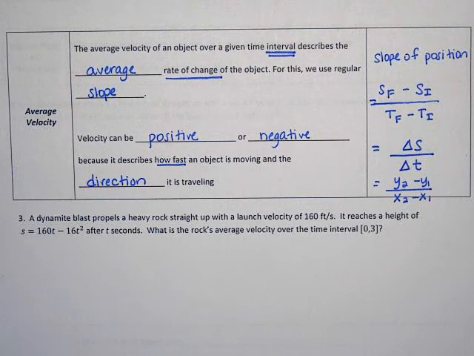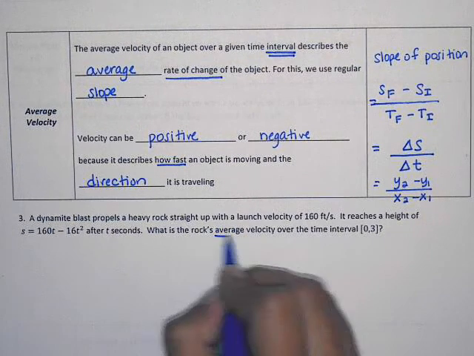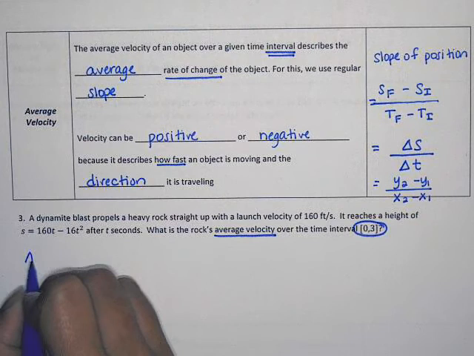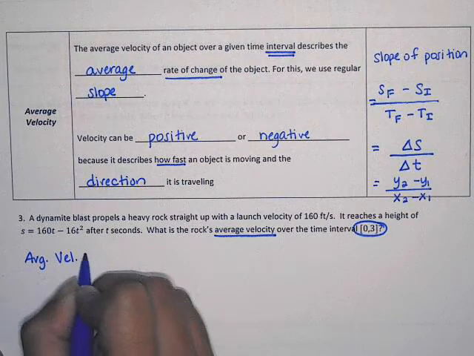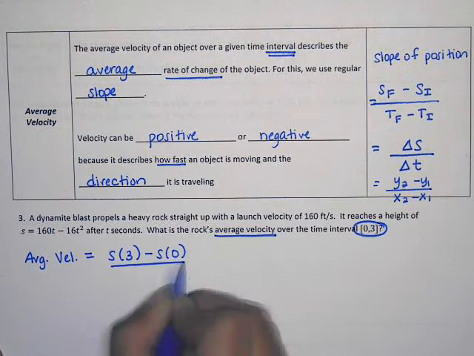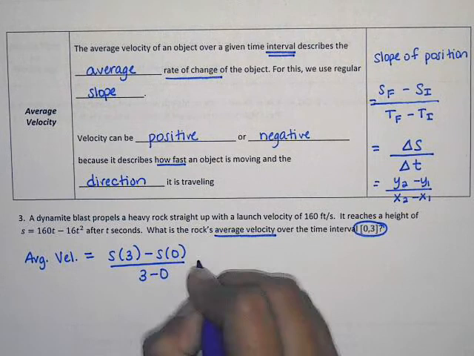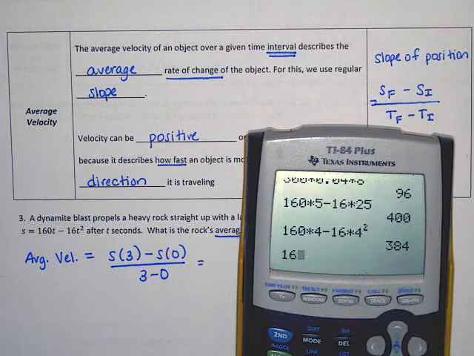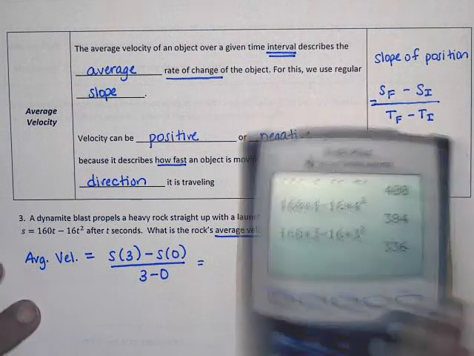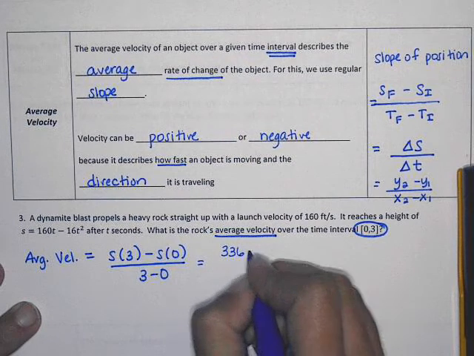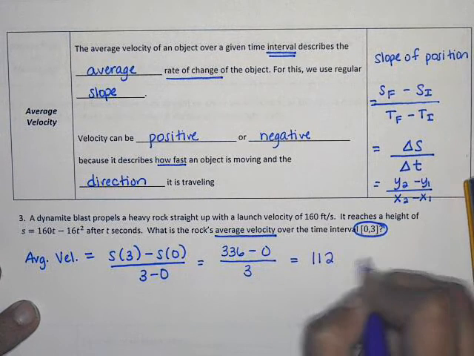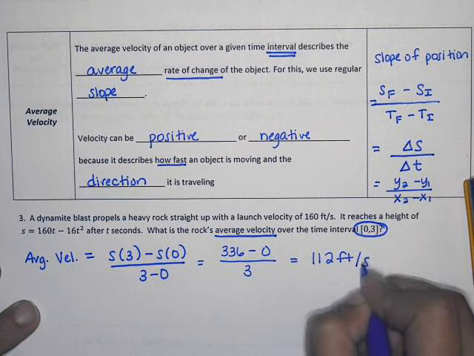So, same situation, dynamite blast, blah, blah, blah. What is the average velocity over this interval? We would need to calculate S of 3 minus S of 0 divided by 3 minus 0. So, S of 3, 160 times 3 minus 16 times 3 squared, which is 9. So 336 minus my position at 0, which is 0, divided by 3.